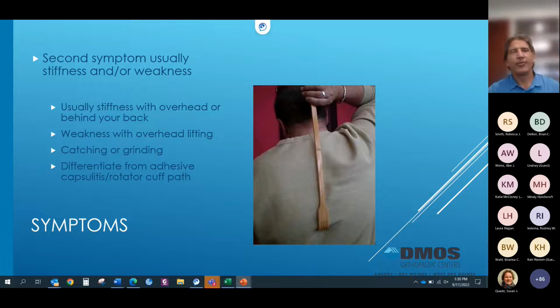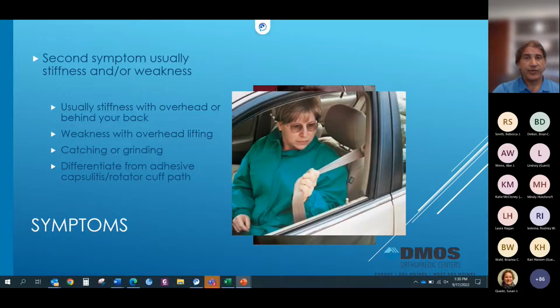So stiffness, again, like we talked about, differentiate that from frozen shoulder. And you do that by getting x-rays in addition to the physical exam.